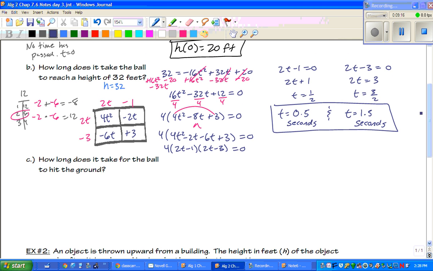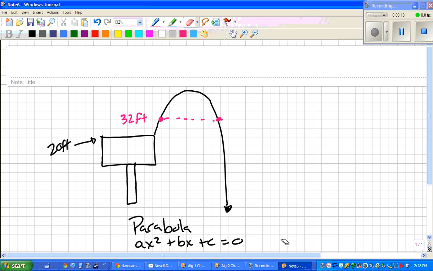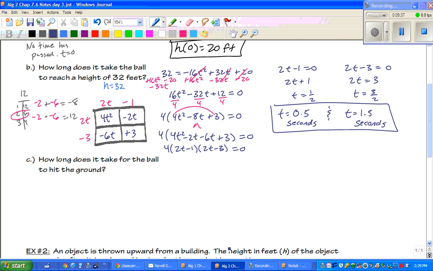And now the last one, C, is how long does it take for the ball to hit the ground? So now we're looking for when this ball, after it's been launched, hits the ground. Well, if it's hitting the ground, your height is 0, because it's all the way at the bottom. So when it's hitting the ground, make yourself a little note that h equals 0. So 0 equals, we're going to use the same formula, negative 16t squared plus 32t plus 20.